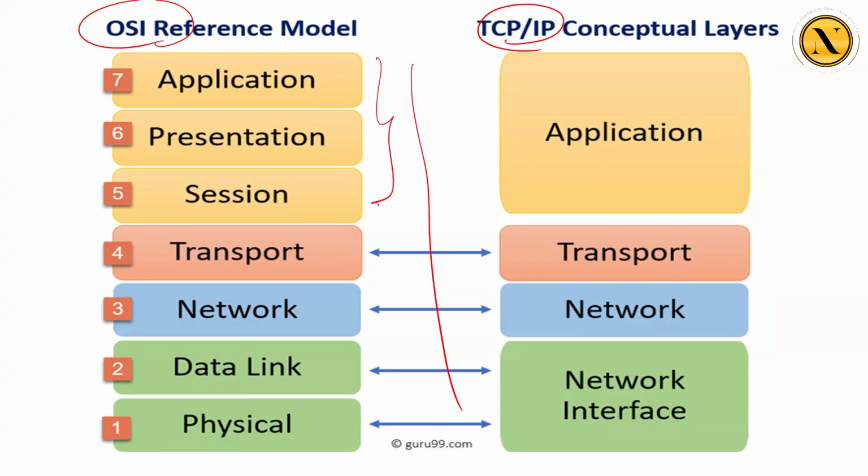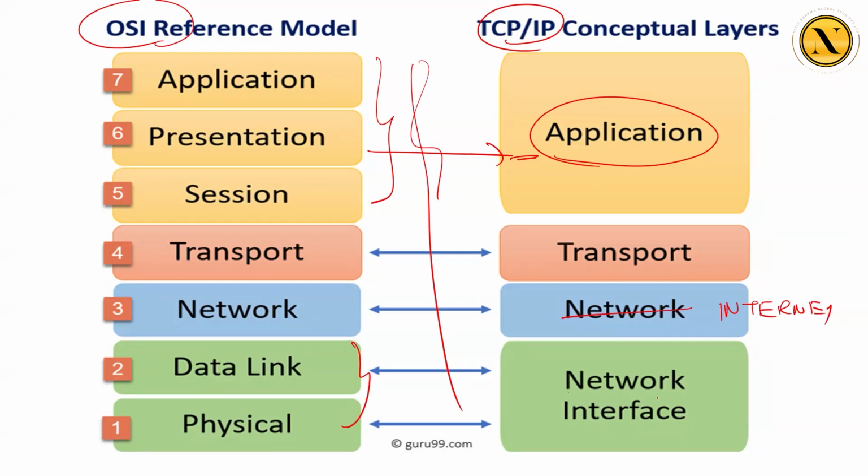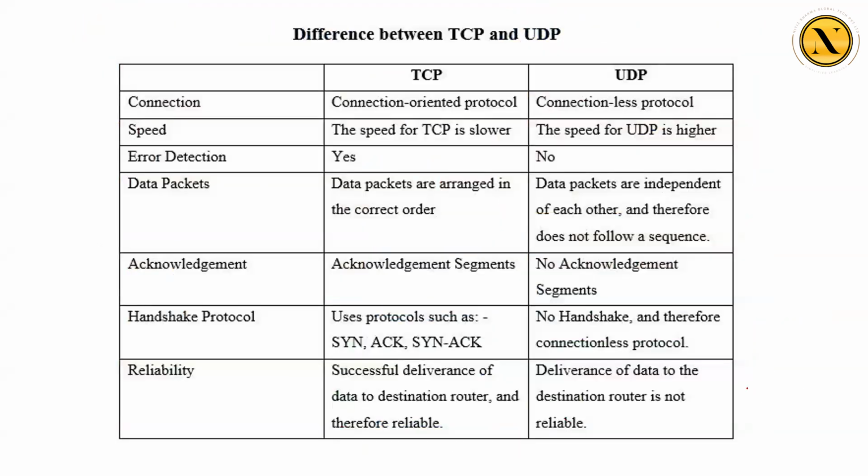Yes, upper three layers in OSI. In the TCP/IP model, upper three layers are combined together and it's known only as the application layer, right? This one is also known as the internet layer, right? And physical and data link have been combined into what is known as the network access layer, right? Network access layer. Yes, guys, I am not hearing anything from you. Yes or no?